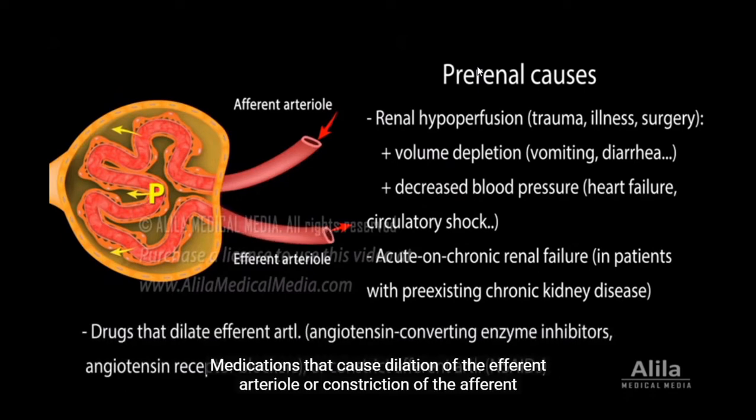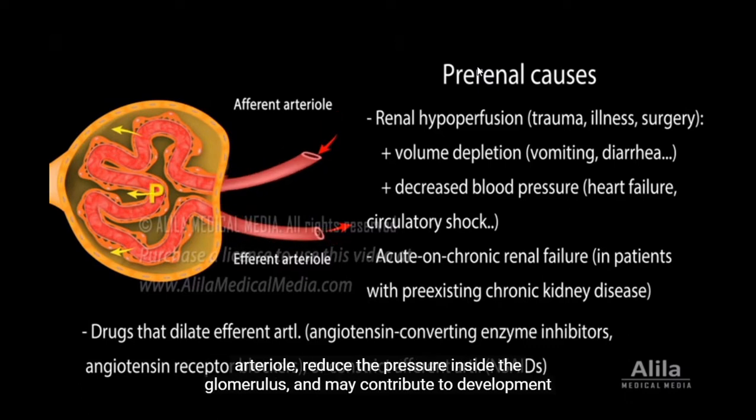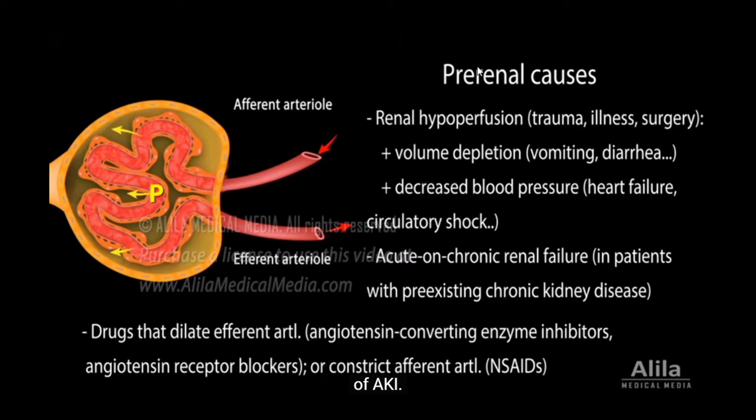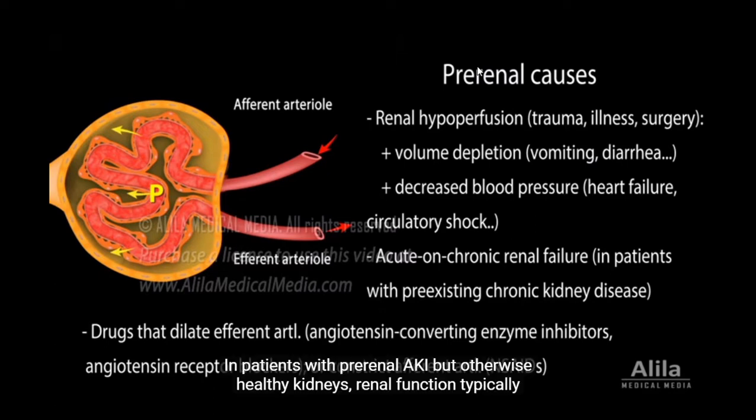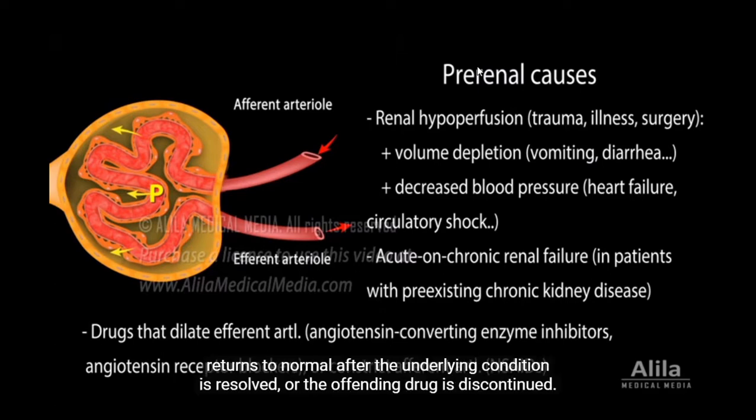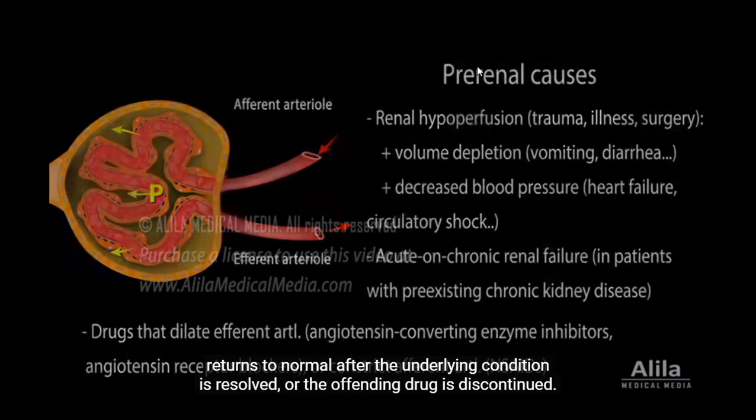Medications that cause dilation of the efferent arteriole or constriction of the afferent arteriole reduce the pressure inside the glomerulus and may contribute to development of AKI. In patients with pre-renal AKI but otherwise healthy kidneys, renal function typically returns to normal after the underlying condition is resolved, or the offending drug is discontinued.